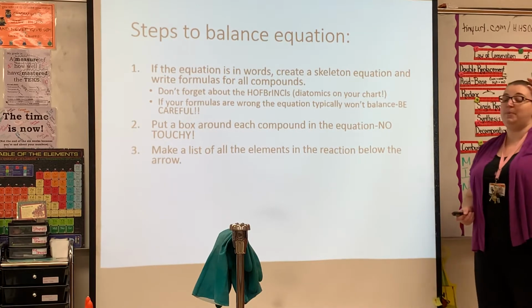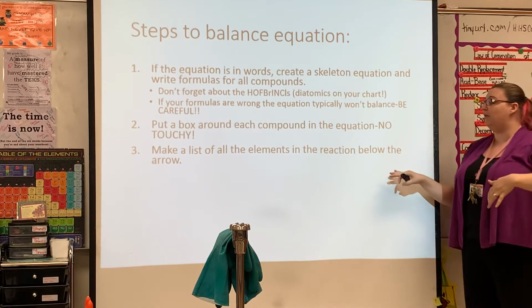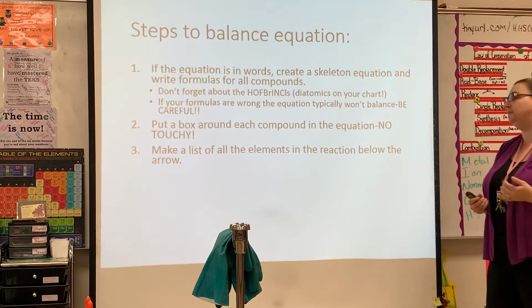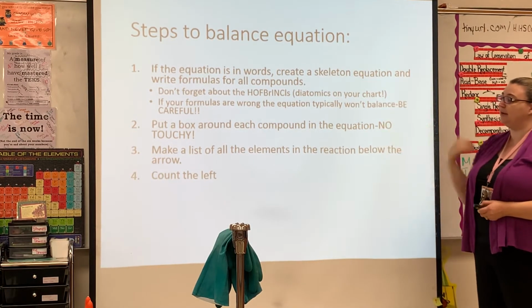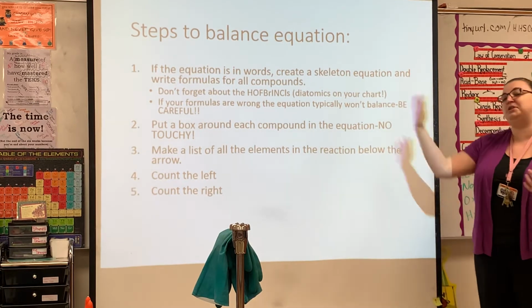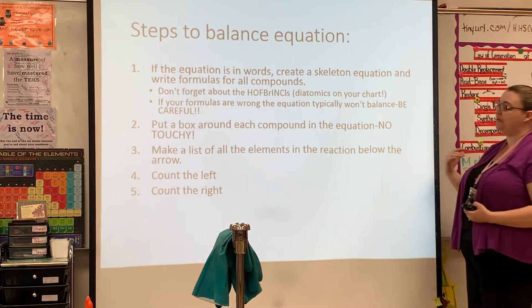Then we're going to make a list. Just like I would make a shopping list for my cake, I'm going to make a list of all the elements in the reaction below the arrow. You're going to count the left side. You're going to count the right side. So how many of each type of atom do you have on the left? How many of each type of atom do you have on the right?